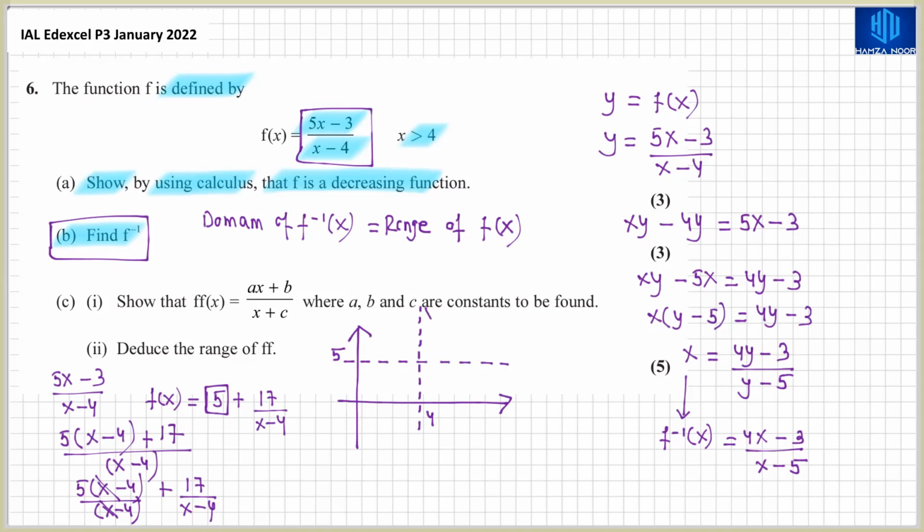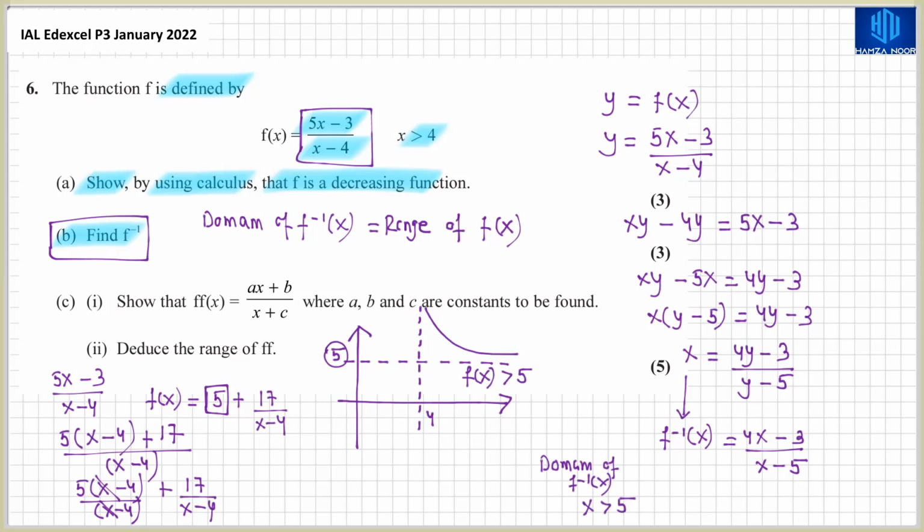So the graph would be something like this for the restricted domain as specified in the question. So x is basically greater than 4. This is the domain. So now what would be the range of the f(x) function? The range of f(x) would be that f(x) is greater than 5. So this basically becomes the domain of the inverse function. So therefore, the domain of f inverse of x would be x is greater than 5.